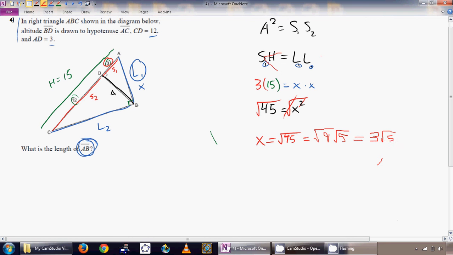So it turns out the length of AB is 3 radical 5. Sorry about that.